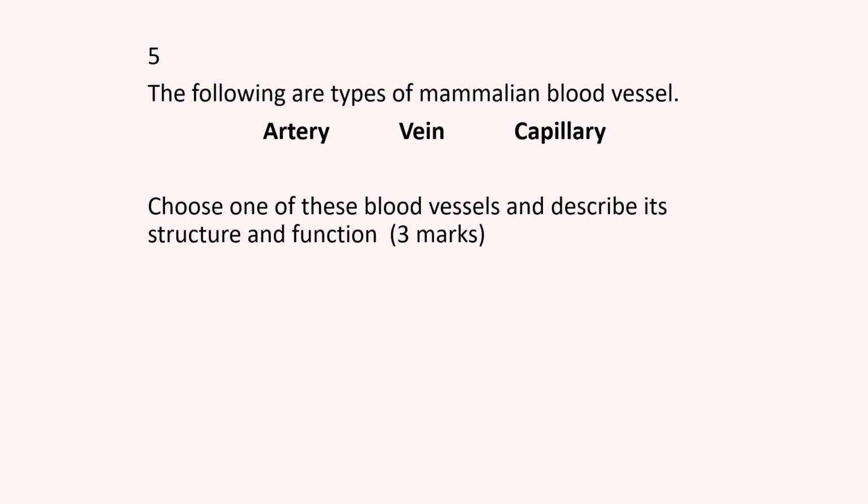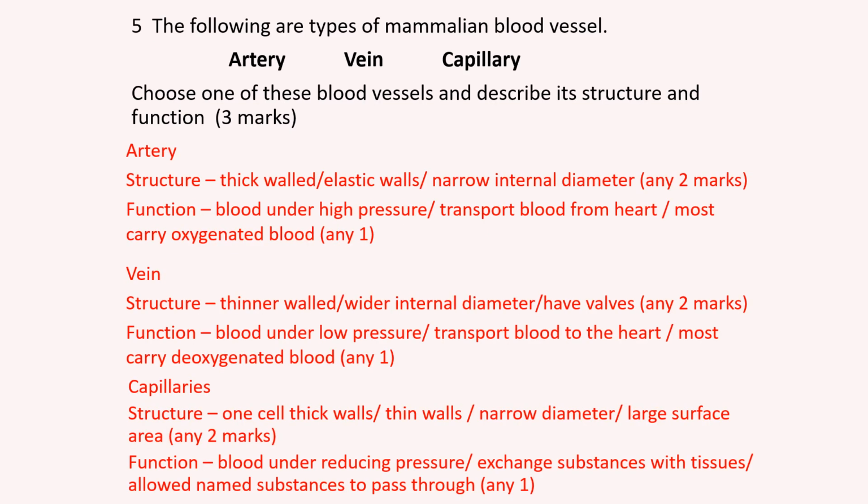So the following are types of mammalian blood vessels. So you've got artery, vein, and capillary. Choose one of these blood vessels and describe its structure and function for 3 marks. So pause the video and try to pick one and write its function and structure before I go over the answers. So the answers are: the artery structure is that it's thick-walled elastic walls, narrow internal diameter or narrow channel, and its function is to carry blood under high pressure, and it's away from the heart.